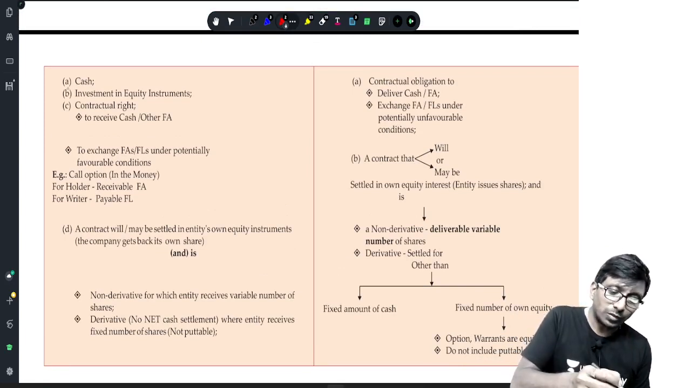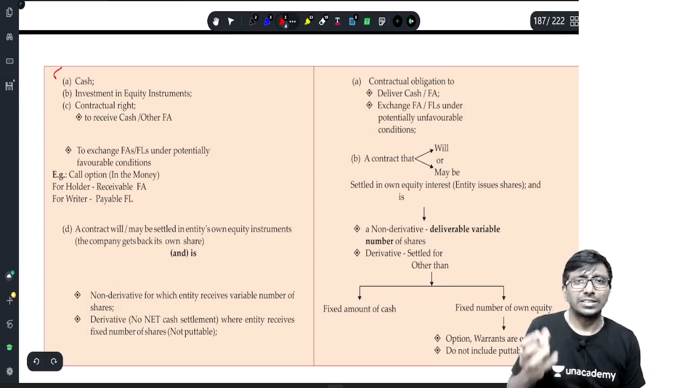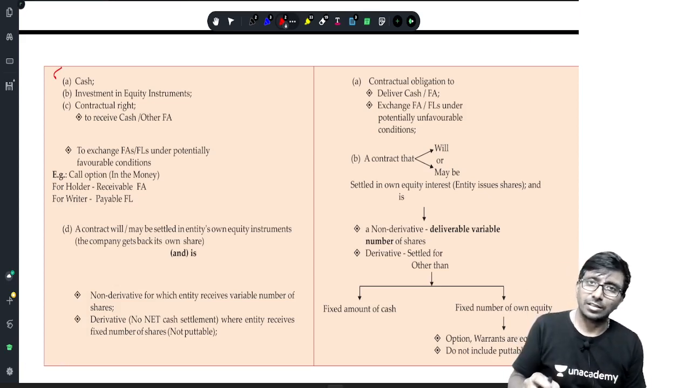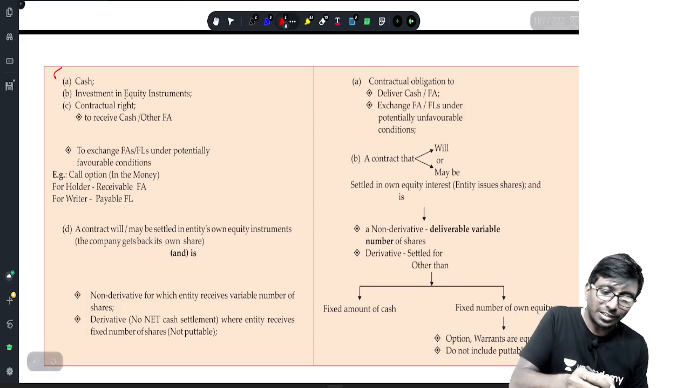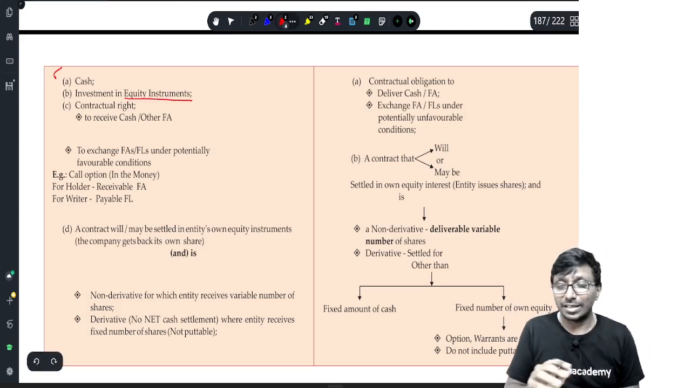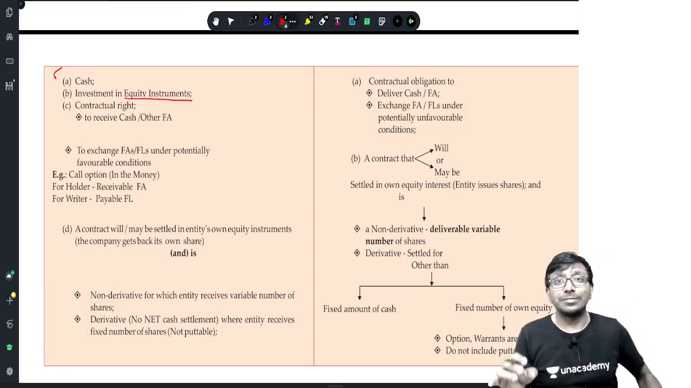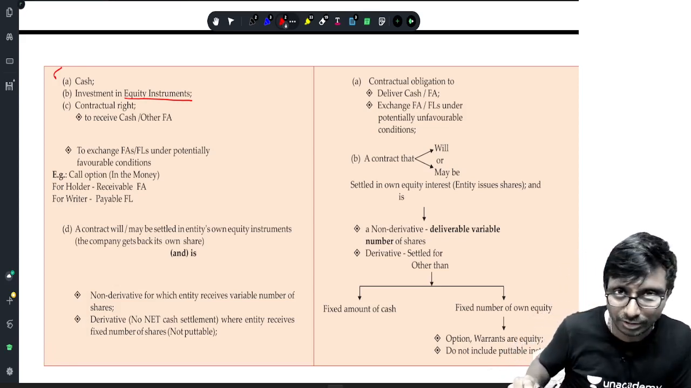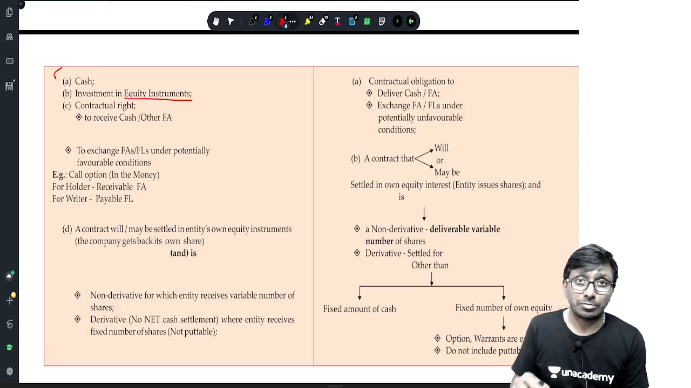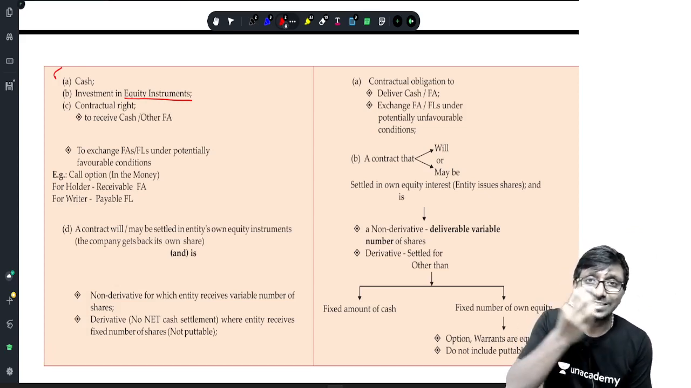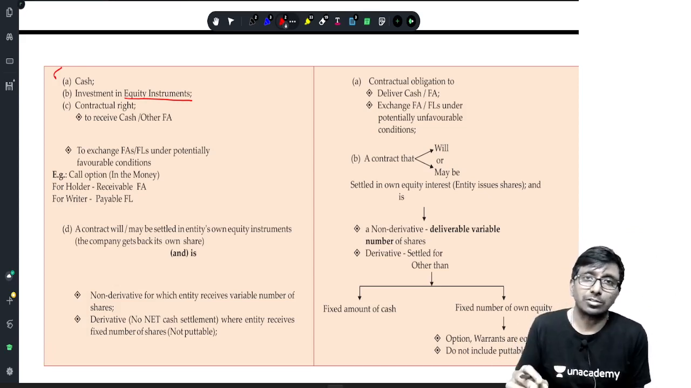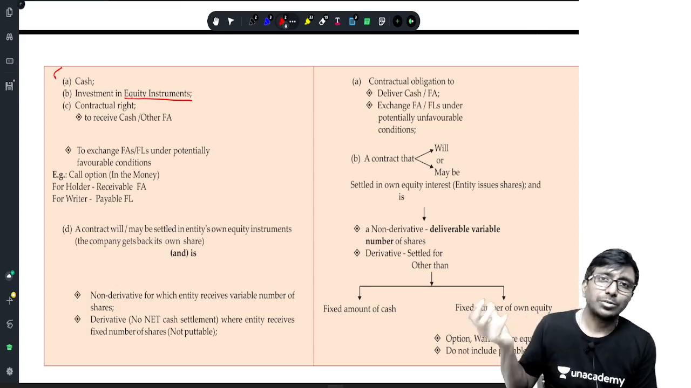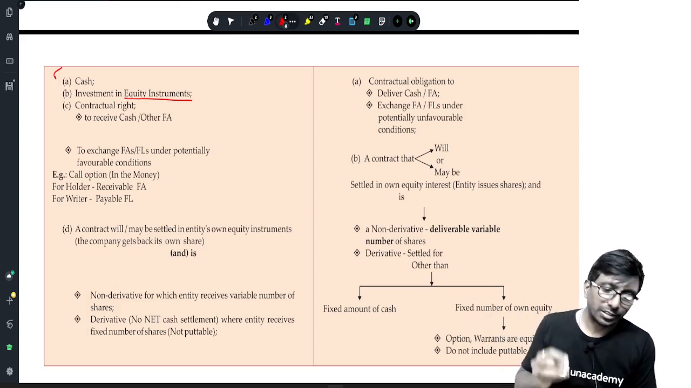So first, what is a financial asset? Financial asset is cash. Cash is a financial asset. That's all. Next, investment in equity instruments. See, he has not said investment in equity share capital, but equity instrument. Got my point? The instrument which has equity qualities is an equity instrument. What is equity, we are going to discuss in a few minutes.